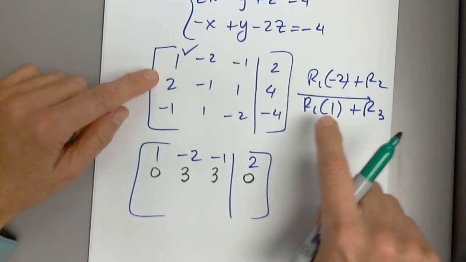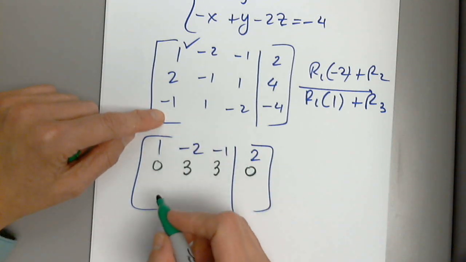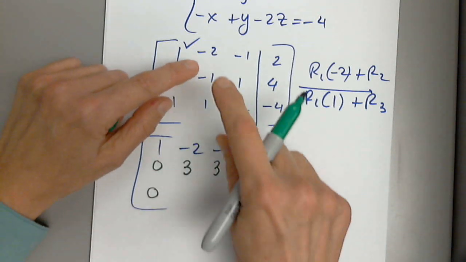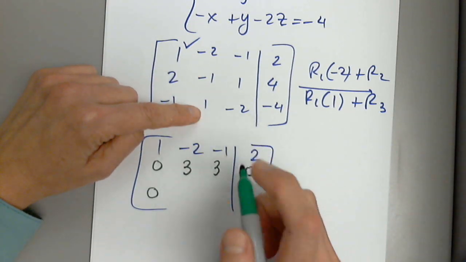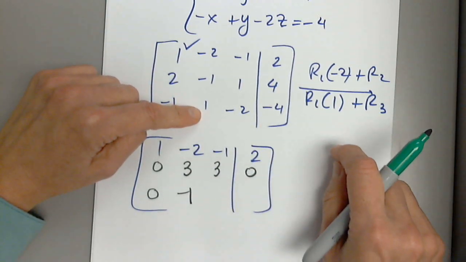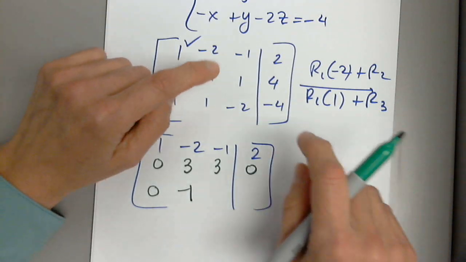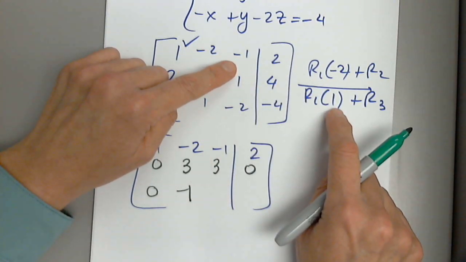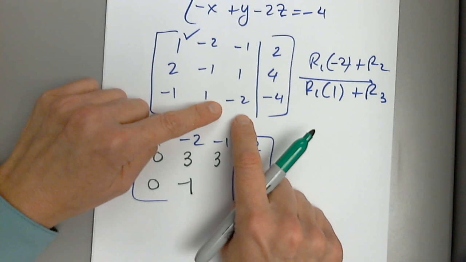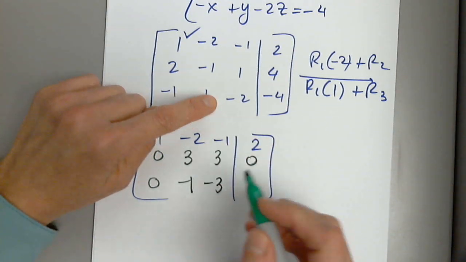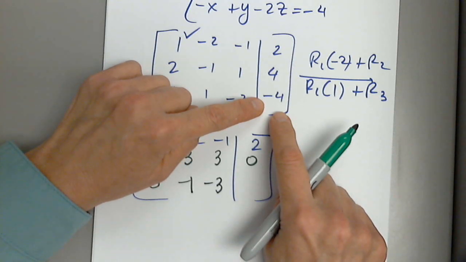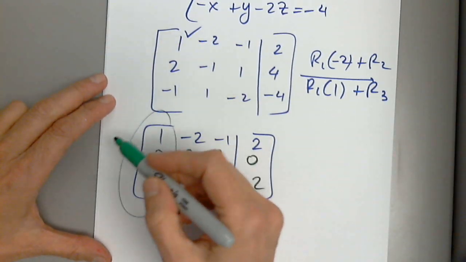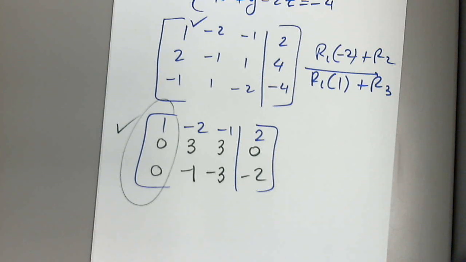1 times 1 minus 1. Negative 2 times 1, negative 2, plus 1. Negative 1. Negative 1 times 1 is negative 1. Negative 1 minus 2. Negative 3. 2 times 1, 2, minus 4. Negative 2. What do I want next?